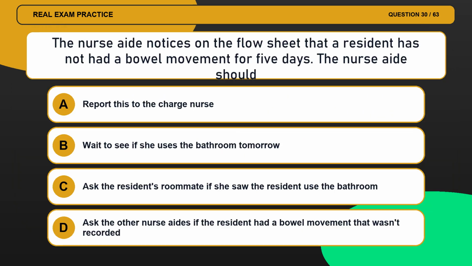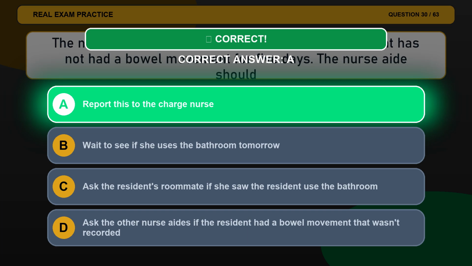Question 30. The nurse aide notices on the flow sheet that a resident has not had a bowel movement for 5 days. The nurse aide should: Option A, report this to the charge nurse. Option B, wait to see if she uses the bathroom tomorrow. Option C, ask the resident's roommate if she saw the resident use the bathroom. Option D, ask the other nurse aides if the resident had a bowel movement that wasn't recorded. The correct answer is Option A, report this to the charge nurse.